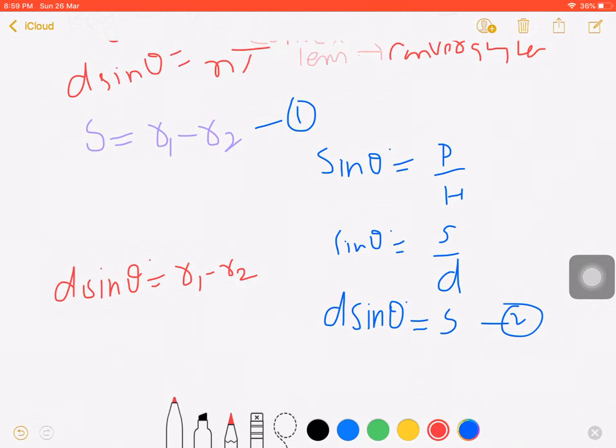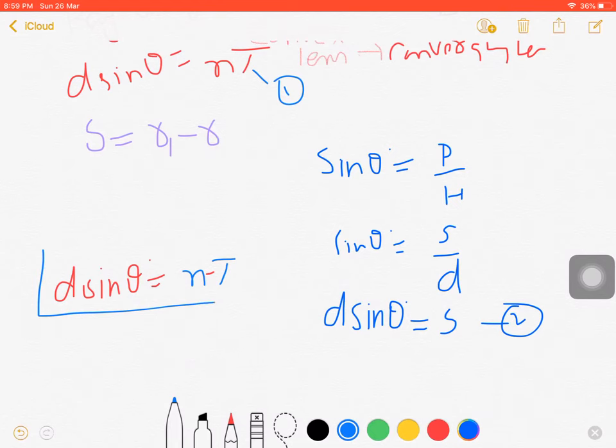Here we will combine both equations. Now D sine theta will be equal to n lambda. This whole derivation is just to prove the formula that D sine theta is equal to n lambda, and this condition is for constructive interference.